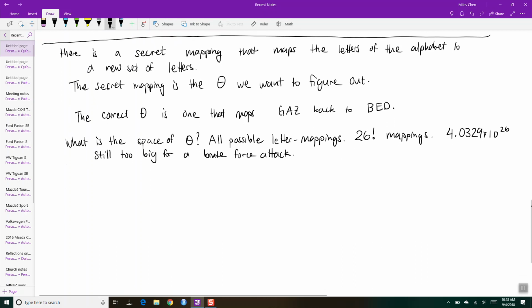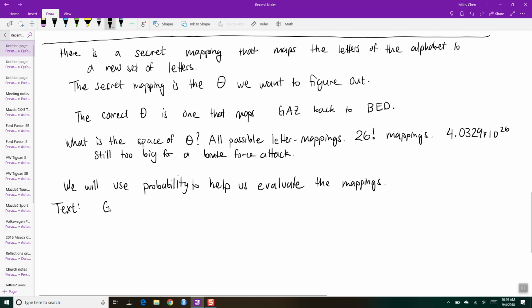And so we're going to use probability, okay? We will use probability to help us evaluate the mappings. Okay, so here's our text. Our text is G, A, Z, right?